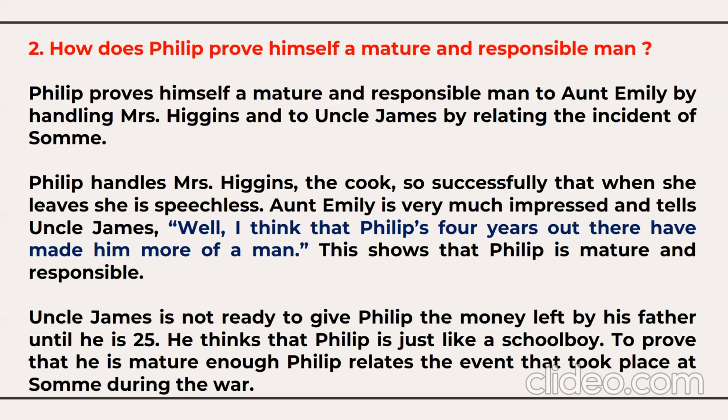Aunt Emily is very much impressed and tells Uncle James, "Well, I think that Philip's 4 years out there have made him more of a man." This shows that Philip is mature and responsible. Uncle James is not ready to give Philip the money left by his father until he's 25. He says that he thinks that Philip is just like a schoolboy. To prove that he's mature enough, Philip relates the event that took place at Somme during the war.